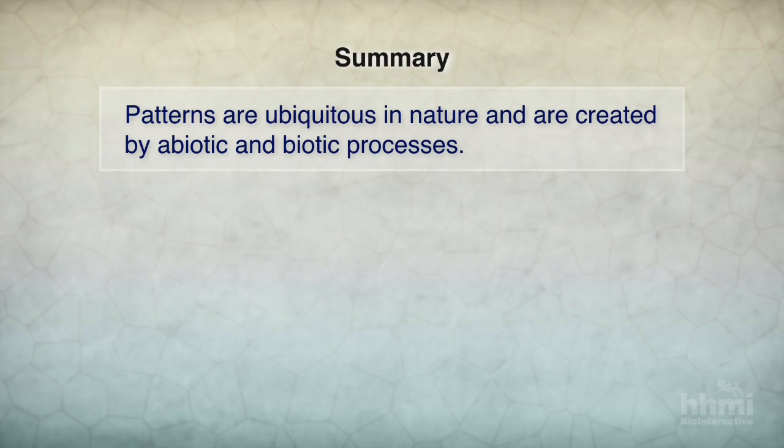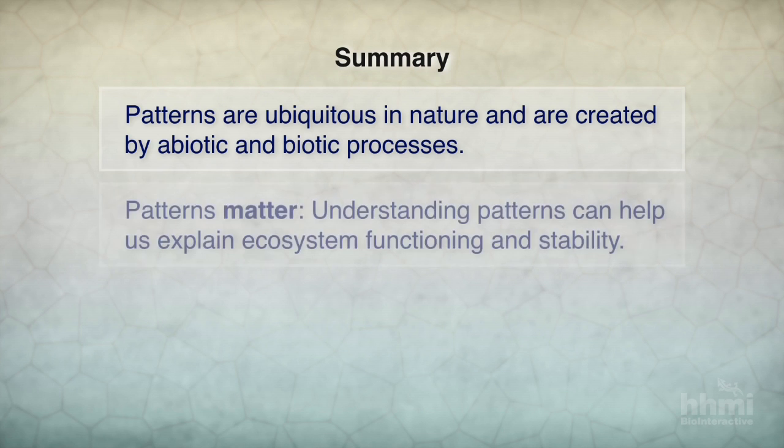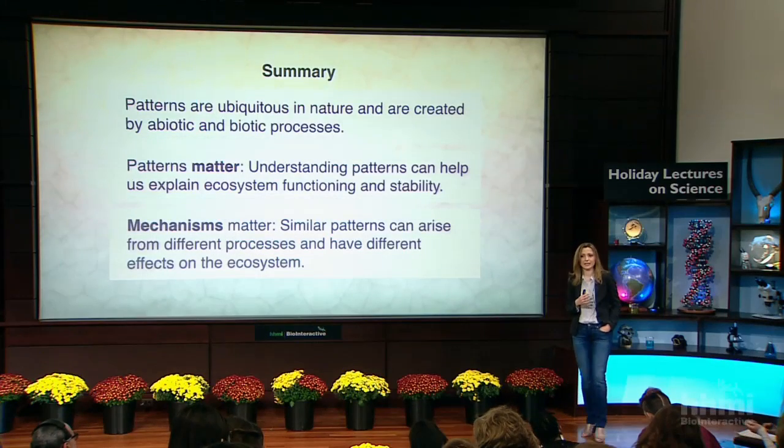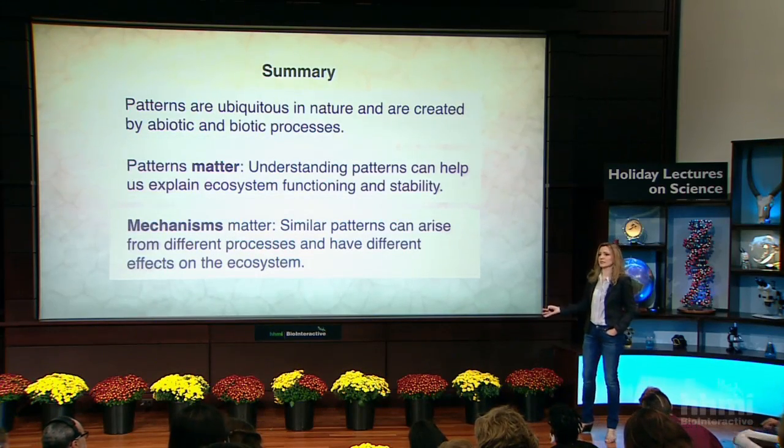So here's a summary for this lecture. Patterns are basically ubiquitous in nature and are created by both abiotic and biotic processes. Patterns matter. We saw that the pattern created by vegetation can be a really important indicator. The pattern created by termites can stabilize the environment or increase its robustness in the face of drought. But very importantly, mechanisms matter. We saw very similar patterns, these clump-like patterns, that can arise from very different processes and have completely different implications for the ecosystem. One was indicating collapse, whereas the other one was indicating robustness.